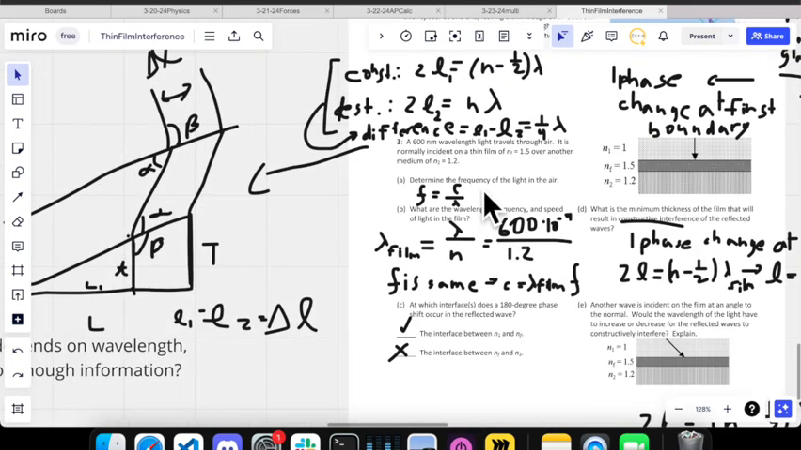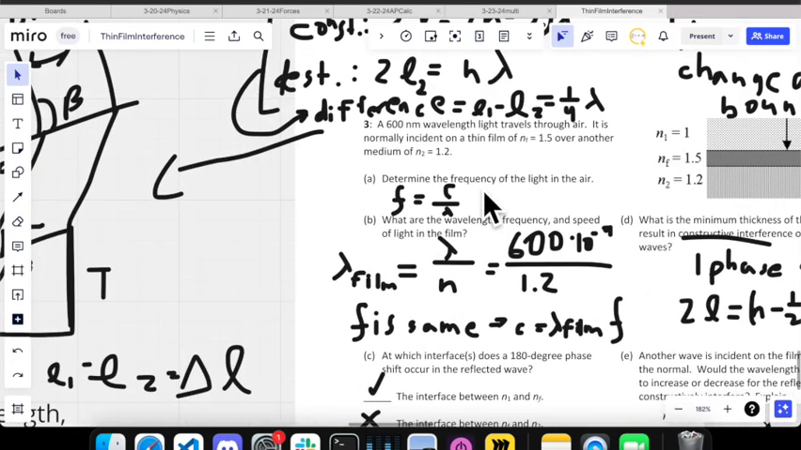So determine the frequency of light in the air. They give us this wavelength. Do the speed of light over the wavelength. That will give you the frequency. What are the wavelength, frequency, and speed of light in a film? So we know the frequency is going to be the same.